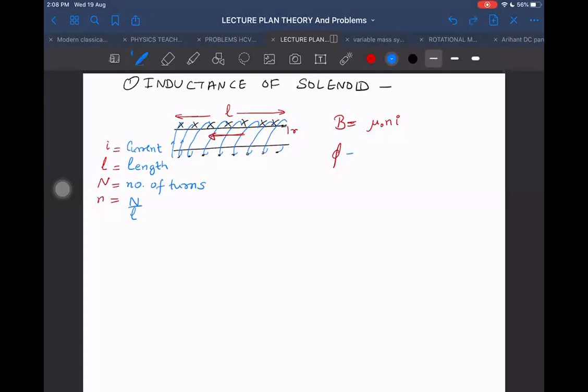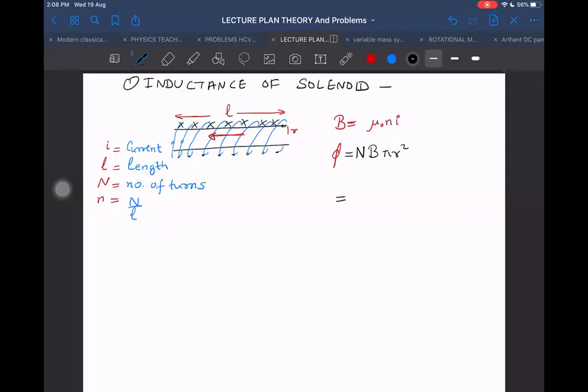Here you may commit a mistake. Tell me what is flux, what is your opinion? What will be the flux? B into pi R square. Yes, this is a common answer which everybody will think in the beginning, but you are forgetting that when we say flux through the solenoid, we have to consider each turn as a separate area. How many total turns are there? The answer you are giving is flux per turn, but not the flux through the solenoid. So through the solenoid, it will be when we multiply by N also, the total number of turns.